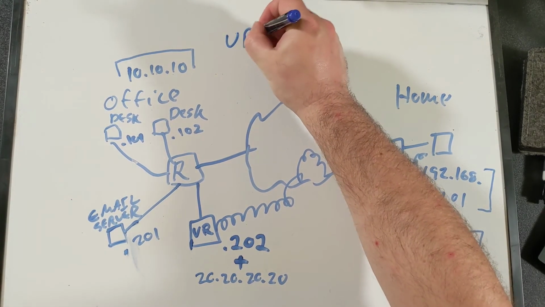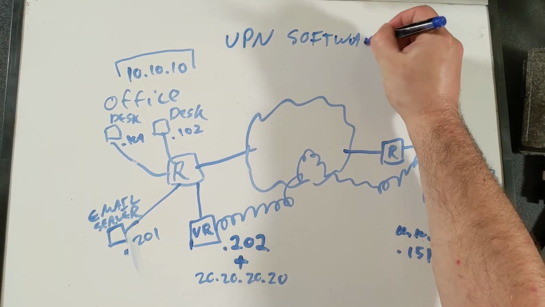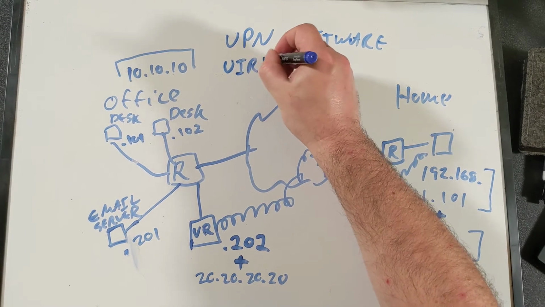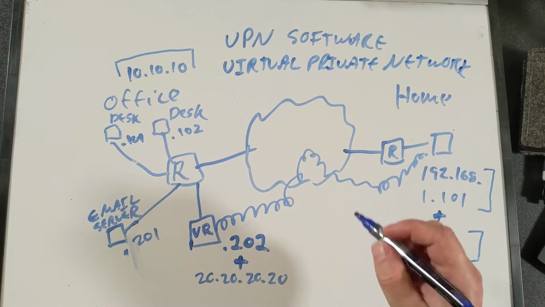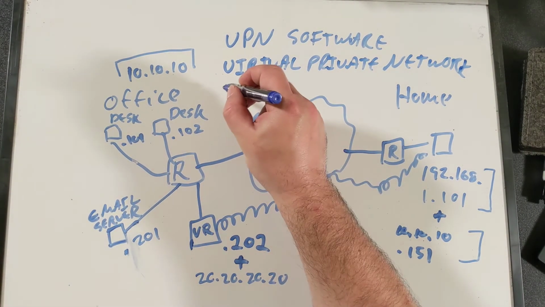So VPN software gives us a virtual private network by creating encrypted tunnels through the public internet.